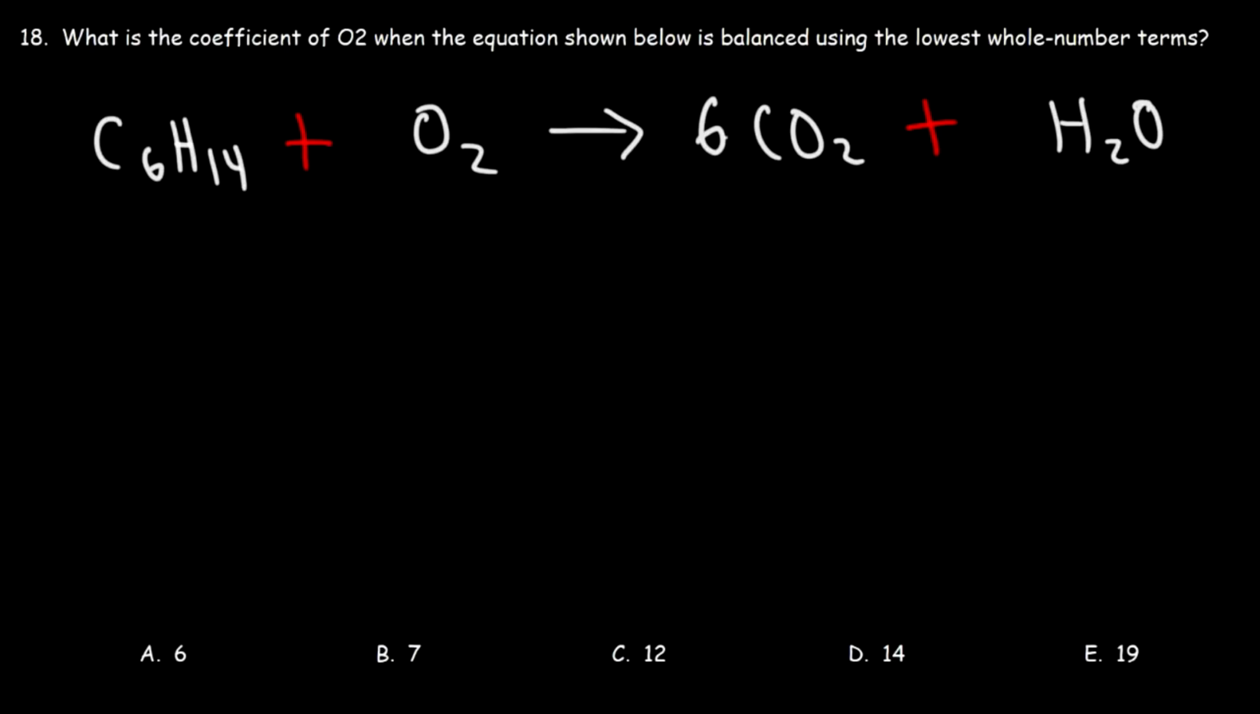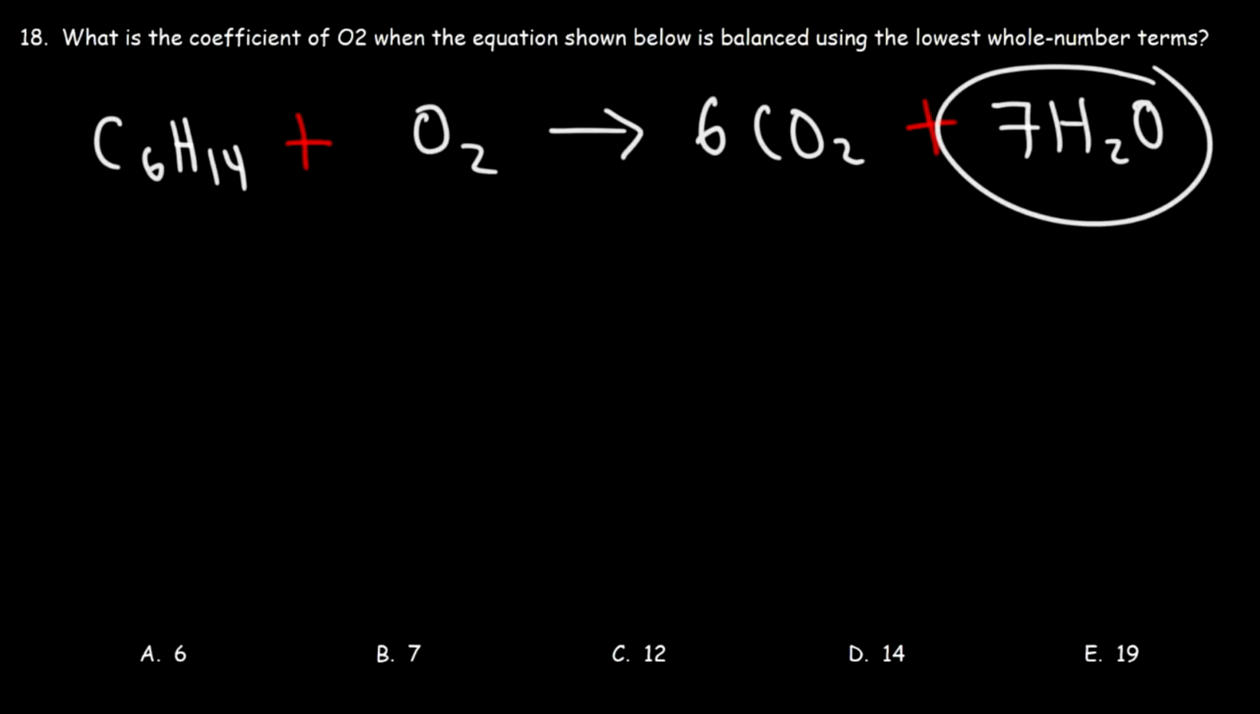Our goal to balance this equation is to make sure that the number of atoms on the left side is the same as the number of atoms on the right side. Now notice that we have 14 hydrogen atoms on the left, only 2 on the right. 14 divided by 2 is 7, so we need to put a 7 in front of H2O. Now the last thing we need to balance is the number of oxygen atoms.